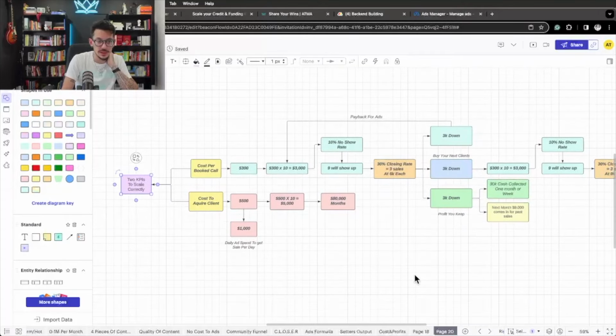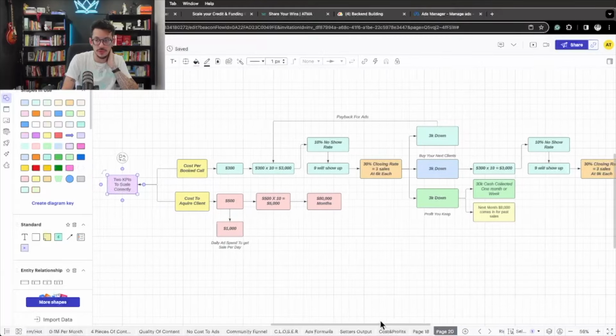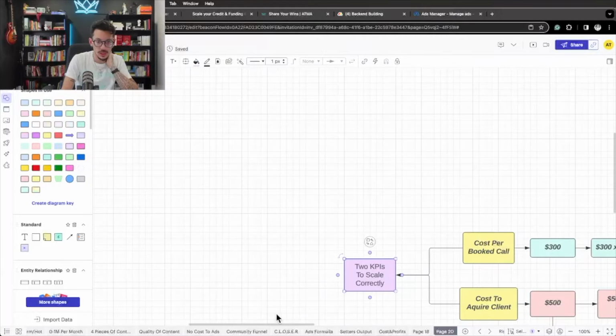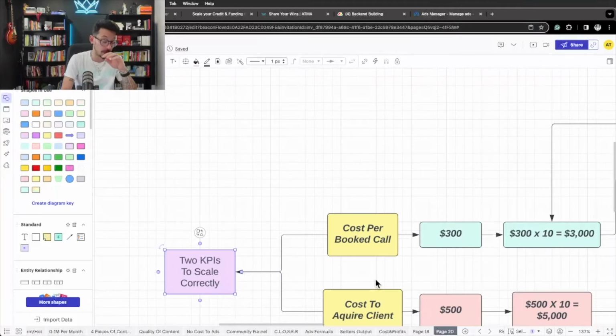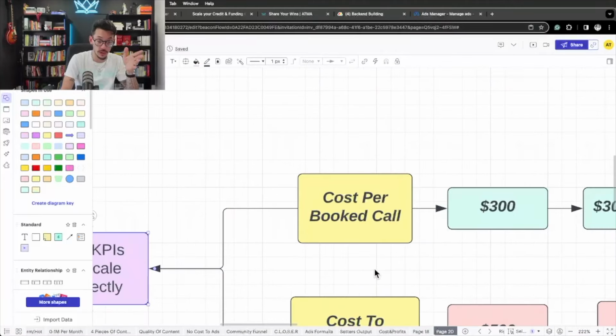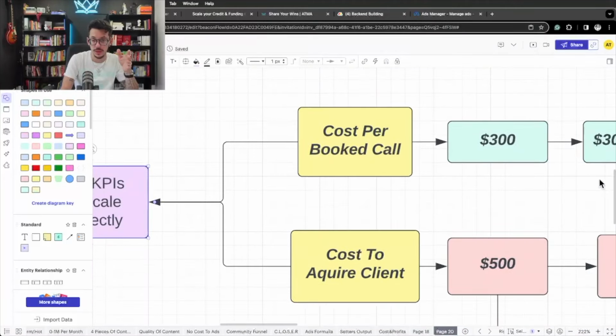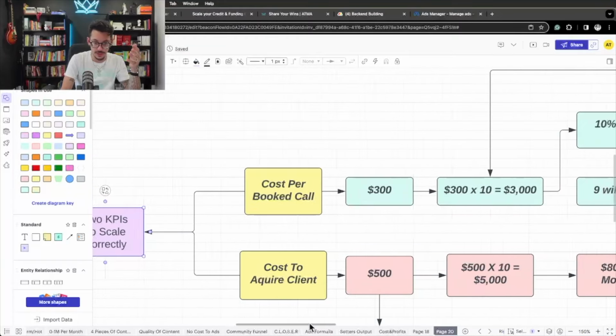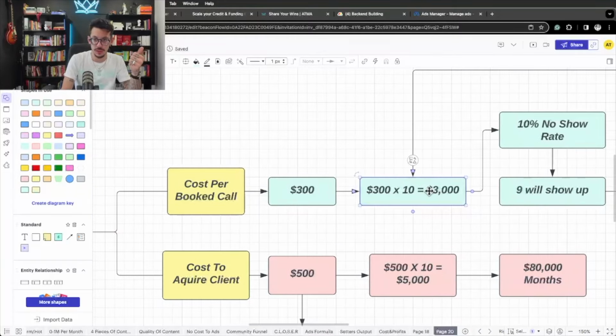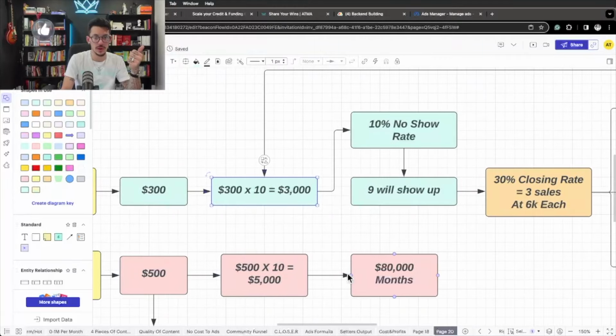But yeah, this is how you probably run ads. You first need to find your cost per book call, then your cost to acquire a client, and with that, you can just literally do math. It's simple math. What is your closing rate? Depending on your closing rate, you can be like, okay, if I get 10 people in front of me, I can predictably close 2, 3, 4, 5 of those people, at a bare minimum 30%.